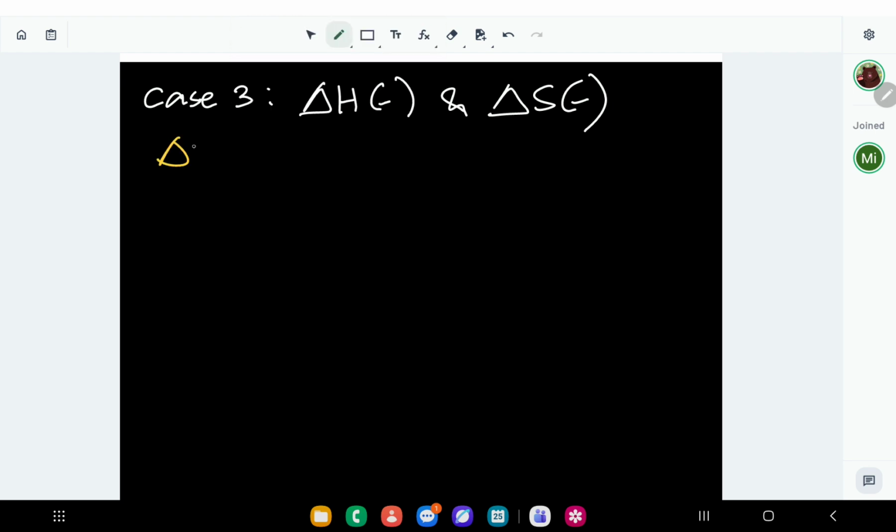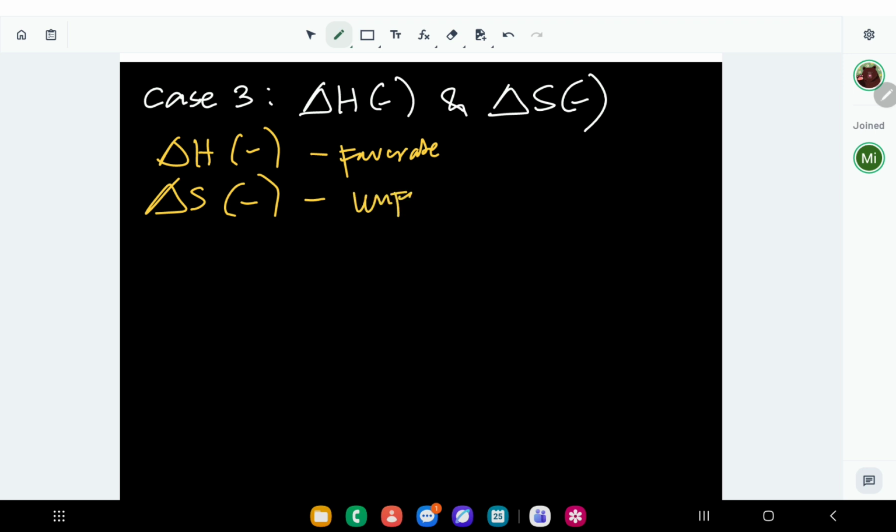So what if both are negative? Let's say delta H is negative and delta S is negative. All right, so delta H negative, this is good, right? Favorable. Then delta S negative, unfavorable. So you take note of the temperature. If the temperature is low, then it's spontaneous. So spontaneous at low temperatures.